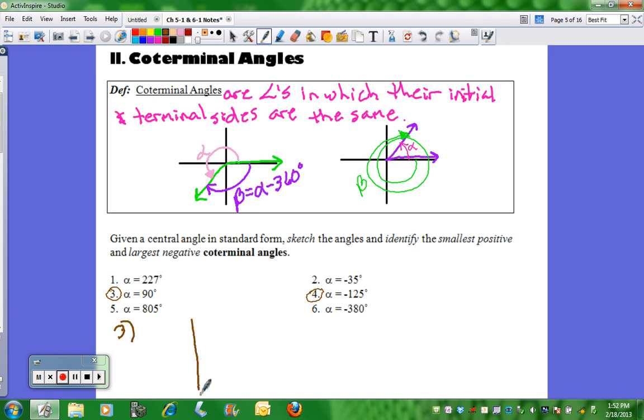We draw the angle itself. Now, if you look at the directions, it says, given a central angle in standard form, that's what I keep saying about these, sketch the angles and identify the smallest positive, it's going to confuse students, and the largest negative coterminal angles. Smallest positive and largest negative. If you remember what I said just a few minutes ago, there's an infinite number of solutions. So this creates an easy way for us to always have the same answer, to always be picking the same coterminal angles, okay? All right, so 90 degrees.